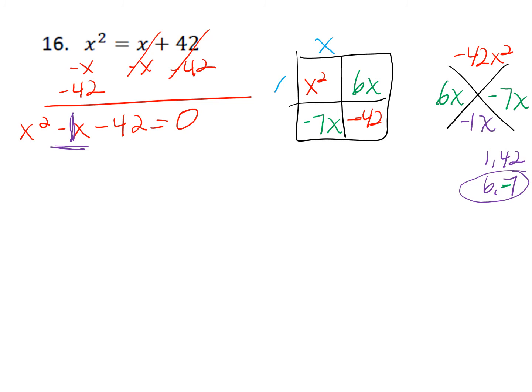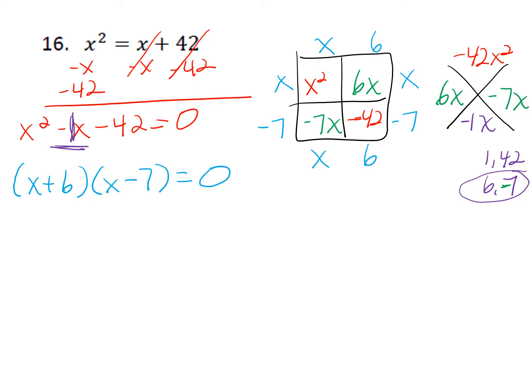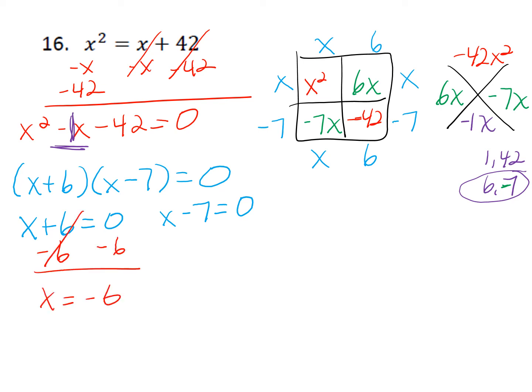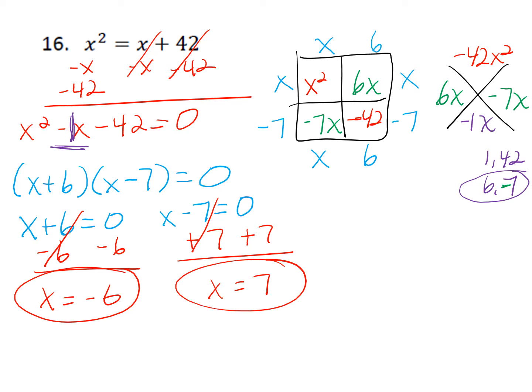Again, a nice one. X times x gives me x squared. X times 6 will give me 6x. X times negative 7 will give me negative 7x. Checkbox, 6 times negative 7 is negative 42. So my factors are x plus 6 and x minus 7. And now we have to set each of those factors equal to 0 in order to solve. So subtract 6 from both sides. Add 7 to both sides. So our two solutions are negative 6 and 7.